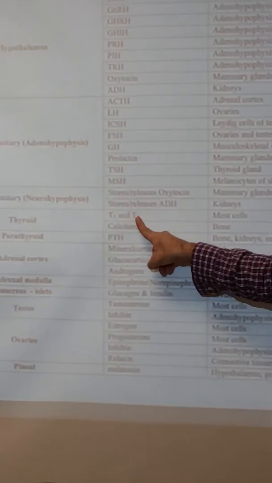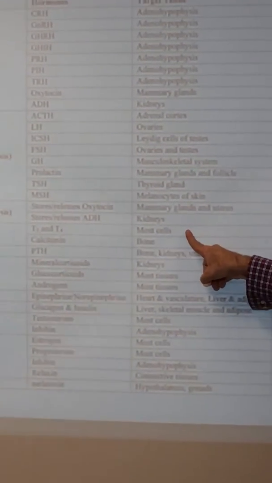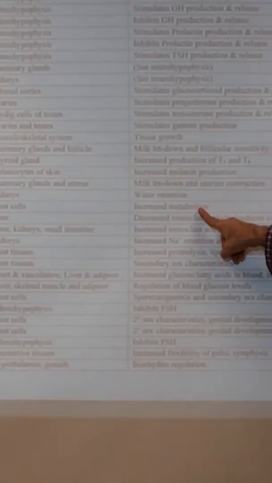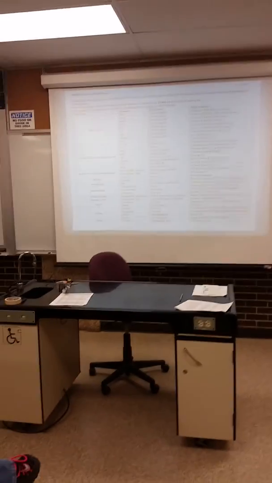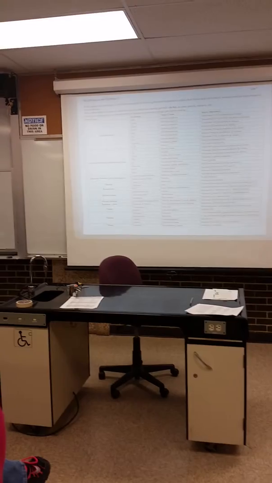Thyroid gland makes T3 and T4. Goes to most cells in the body. Increases metabolism. You see that? Now, what I just said to you with those two stories, let me show you back here in the picture.